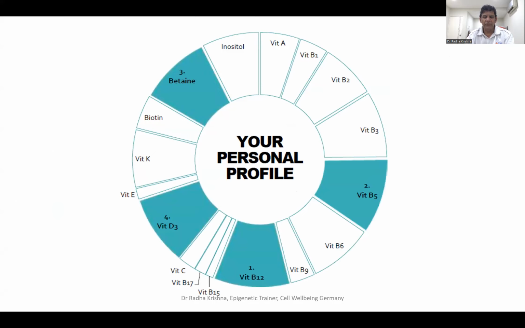The next one will be B12. Why is B12 important? I will stop here and let me explain to you in a diagrammatic form. Are you all with me? When you see B12, this is what it means.